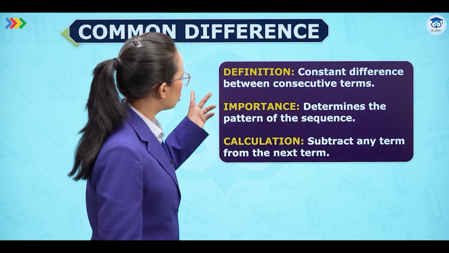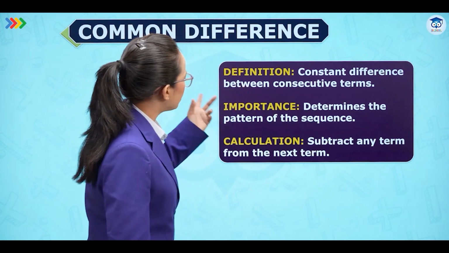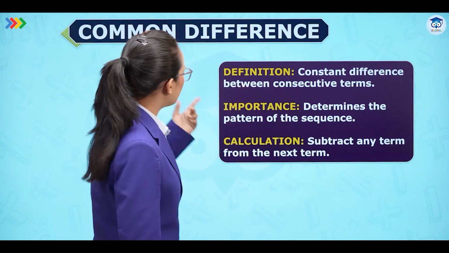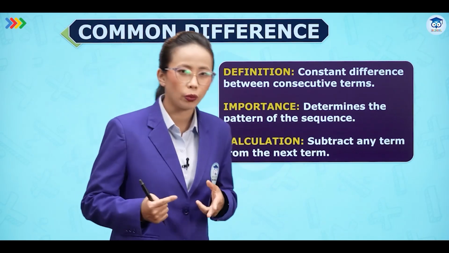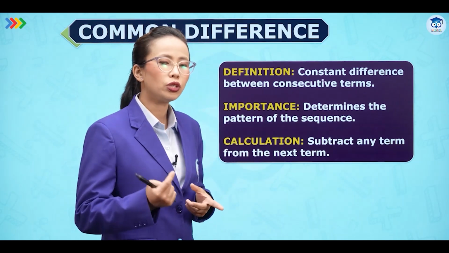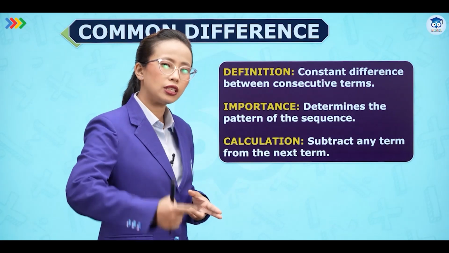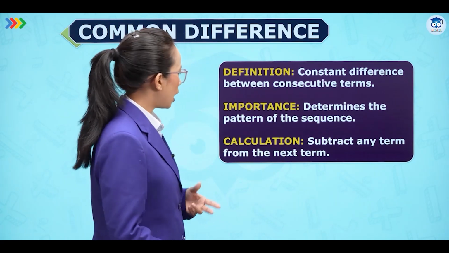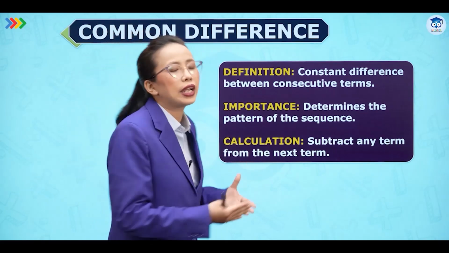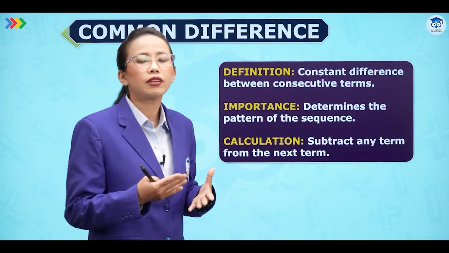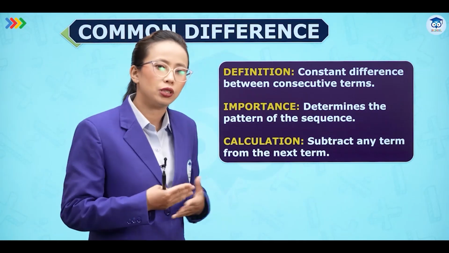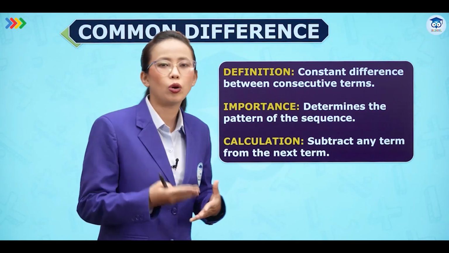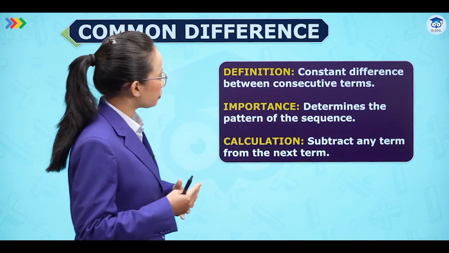Next, the common difference definition: the constant difference between two consecutive terms. It is important because it helps to determine the pattern of the sequence. If you know the common difference, you can create the sequence, the AP. To find the common difference, we just subtract consecutive terms and calculate the common difference.